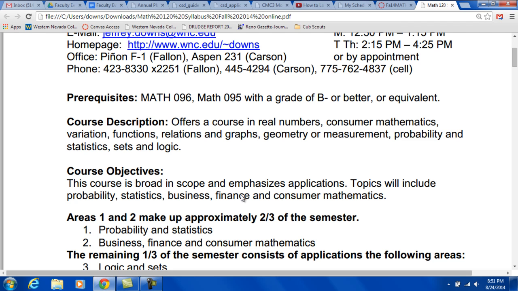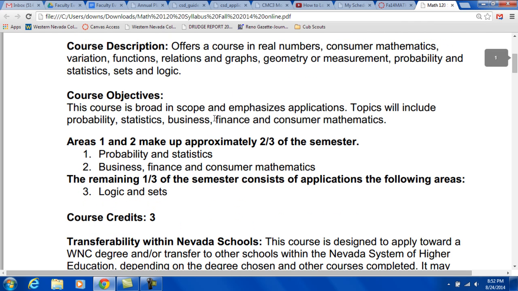Prerequisites: Math 96 or Math 95 with a grade of B- or better, or equivalent. This course offers real numbers, consumer mathematics, variation, functions, relations and graphs, geometry or measurement, probability and statistics, sets and logic. This course is broad in scope and emphasizes applications. Topics will include probability, statistics, business, finance, and consumer mathematics. Areas 1 and 2 make up approximately 2/3 of the course. It's probability, statistics, and business, finance, consumer mathematics. And then logic and sets makes up the remainder of the course.